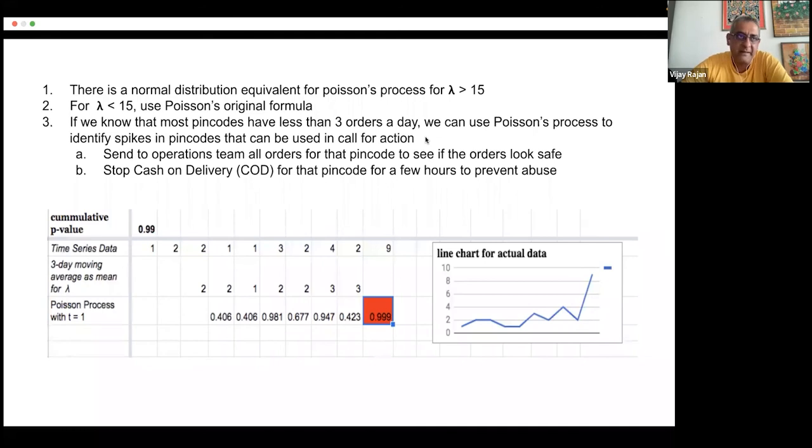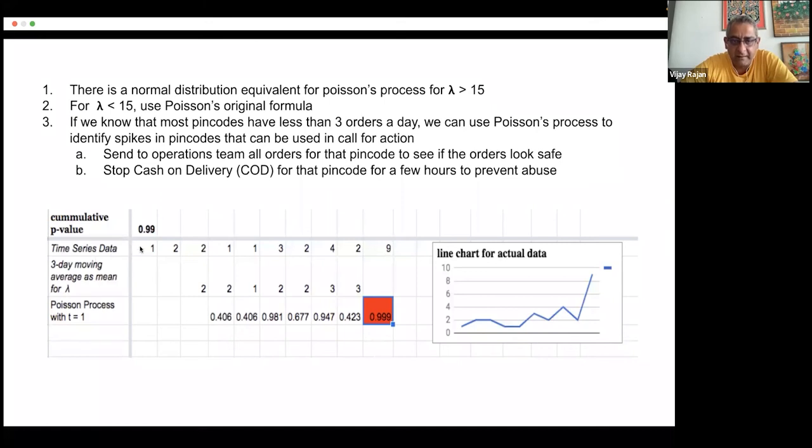The call for action could be the order verification team quickly getting in and inspecting the orders, eyeballing them to say that something is happening, or maybe these look genuine, maybe these don't look genuine. So you can send the operations team all the orders for the pin codes that are seeing an unexpected spike to see if they're safe. And you could perhaps even stop cash on delivery automatically for orders that are suddenly spiking in a particular pin code. And these are for the long tail, right? The 18,800 pin codes that order rarely.